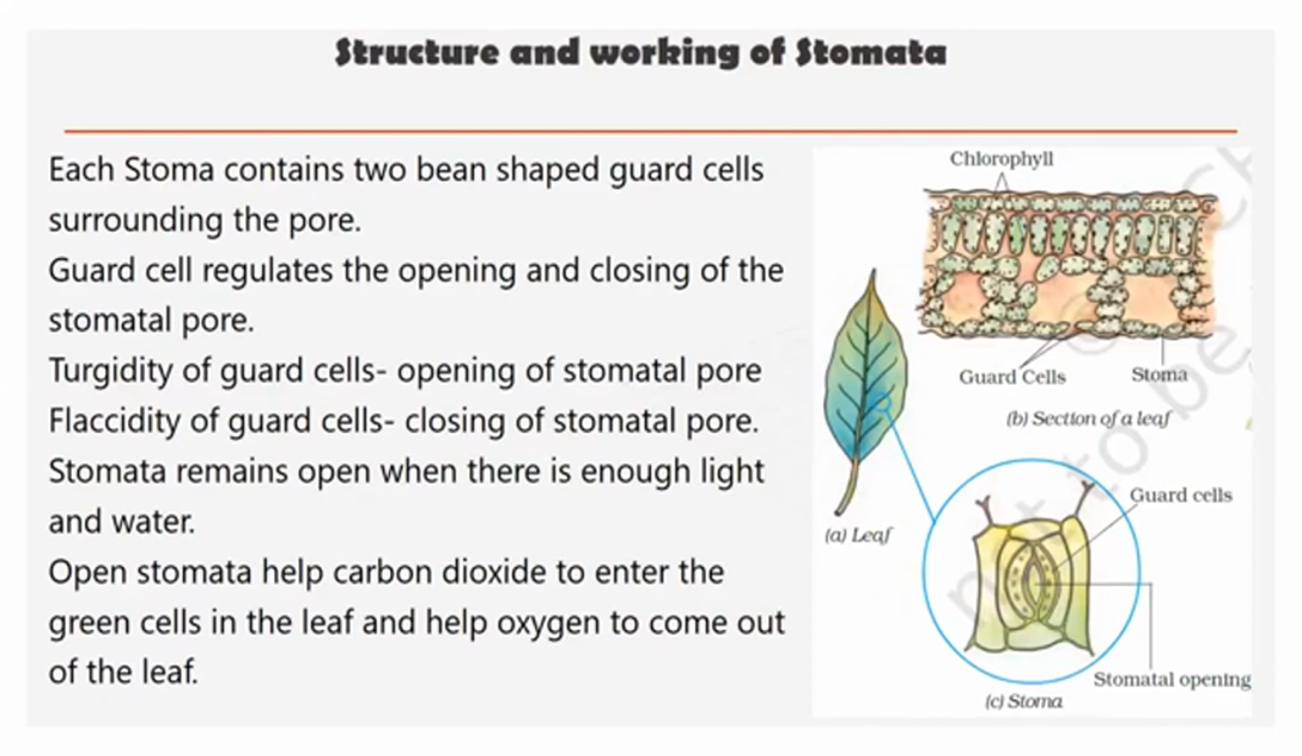As I already told you about stomata, these are tiny pores or openings present generally on the undersurface of the leaves from where carbon dioxide enters a leaf for the process of photosynthesis. Each stoma contains two bean-shaped or kidney-shaped guard cells surrounding the pore. These guard cells play an important role and regulate the opening and closing of the stomatal pore.